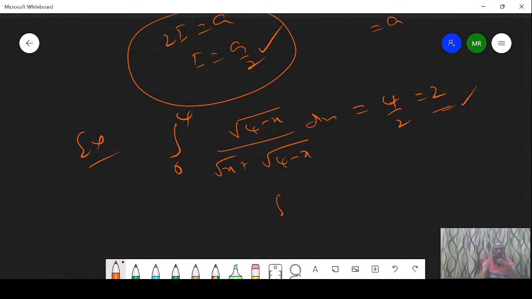Suppose they are given another one. They are given 0 to 5. I'm giving an example: root x by root x plus root of 5 minus x dx. Answer will be 5 by 2. The value is 5, so 5 by 2 it comes. Correct.